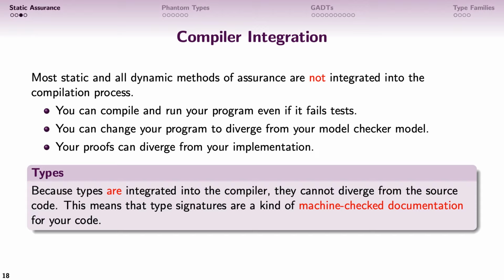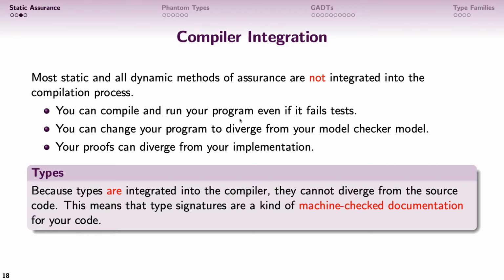because they cannot diverge, they cannot differ from the source code itself. They are intrinsically tied to the source code because every time I put it through my compiler, it will check that for me. That means that my type signatures are impossible to diverge from the rest of the program. They are machine-checked documentation, and they cannot be out of date.